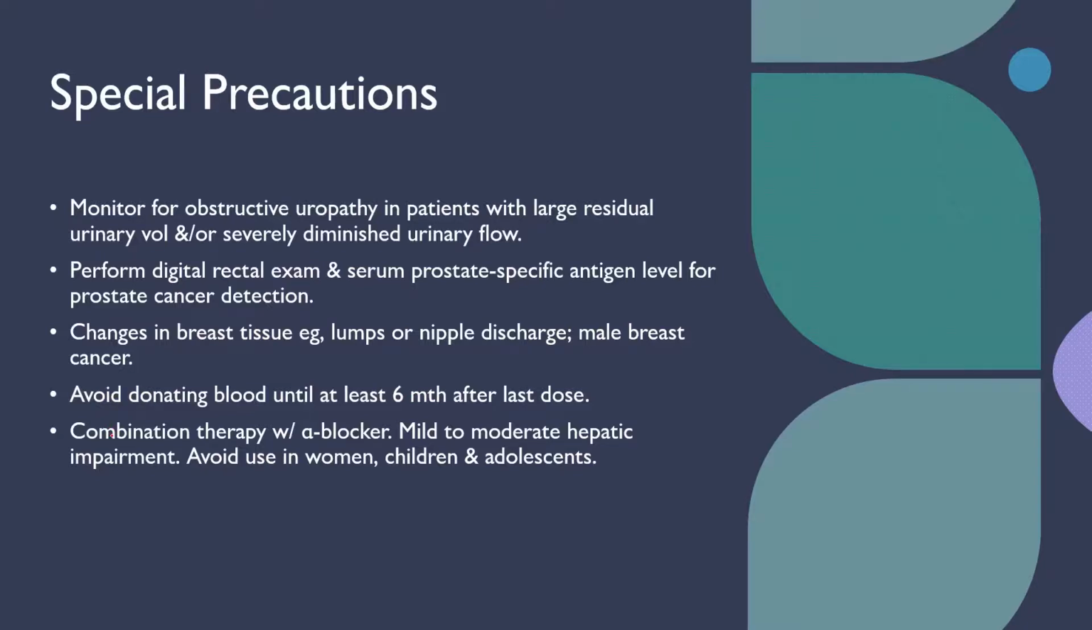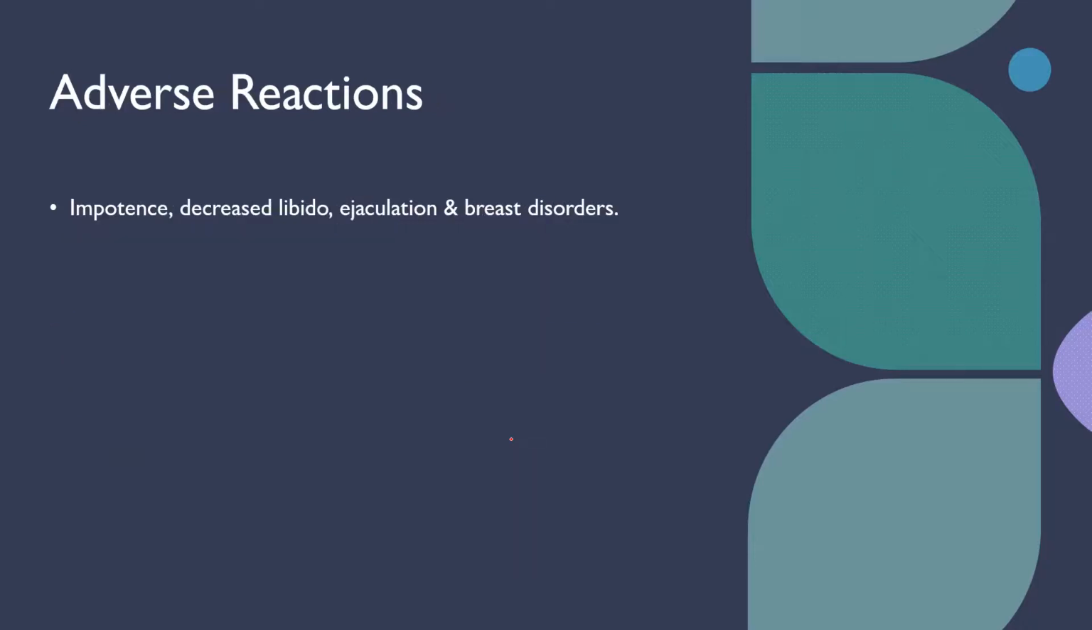Okay, and then combination therapy with alpha blocker. When given in combination with an alpha blocker or alpha antagonist like tamsulosin, we have to be aware of patients with, again, mild to moderate hepatic impairment, and again, avoid use in women, children, adolescents. Okay, this has been mentioned previously.